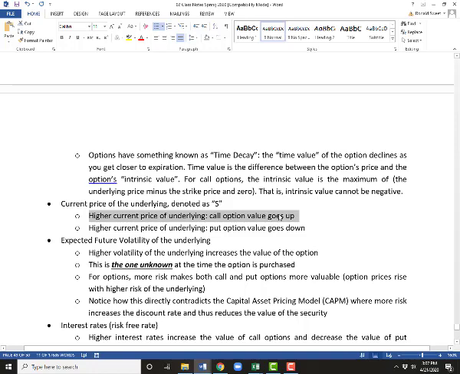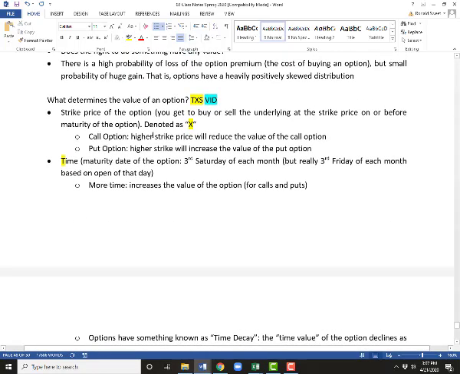So if you have a right to buy Apple for $270 and the stock shoots up to $300, that call option is going to be worth a lot of money. The put option, exact opposite. The higher the underlying price of Apple, the less valuable the put option is. So both of these go in the exact different direction as strike.